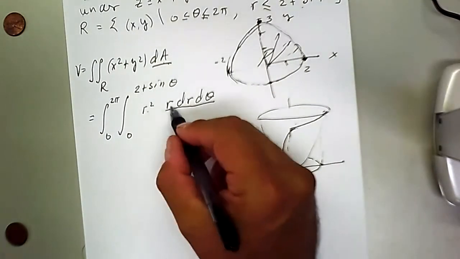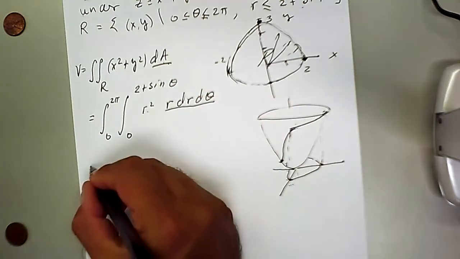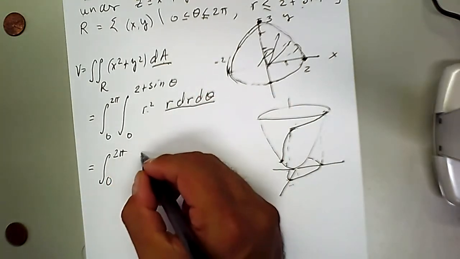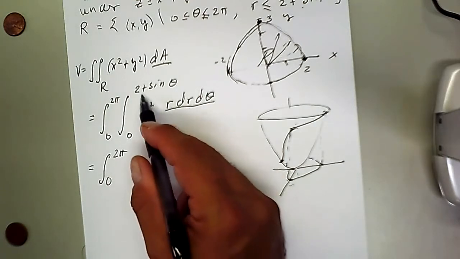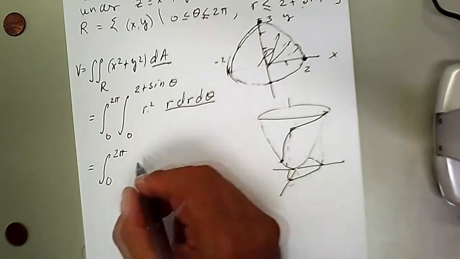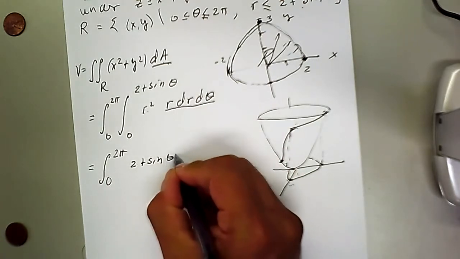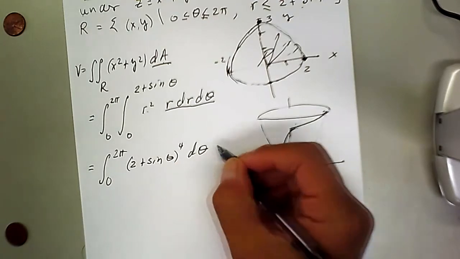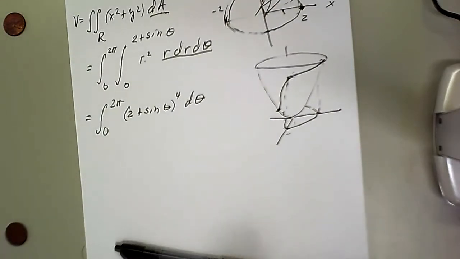Now, of course, those two multiply, we get r cubed, and then we have r to the 4. So we have the integral from 0 to 2 pi of r to the 4 over 4. At 0, we're going to end up with 0, so we end up with 2 plus sine of theta to the 4 d theta. Whoa, this is way more difficult than what I was anticipating.